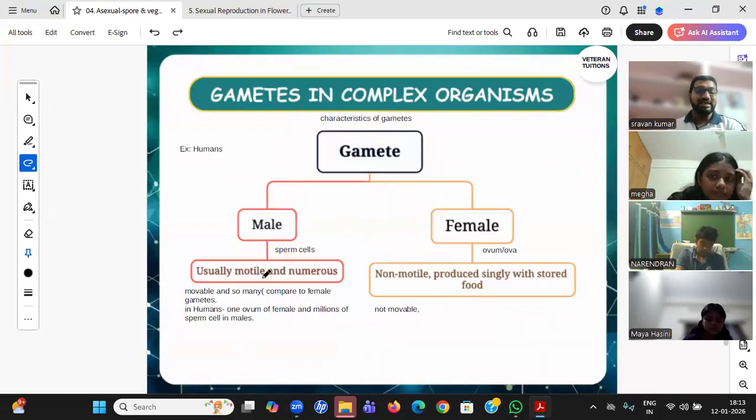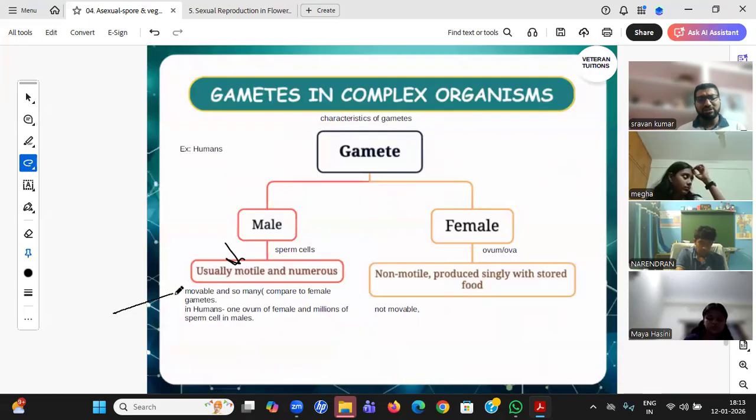Whenever you're asked the characteristics of gametes, you need to specify that male gametes are usually motile. By the word motile, you mean they are very much movable; they move a lot. And they are numerous in counting, something like 1 million, 3 million. That is the ratio we have. So in males, the characteristics of a sperm cell are that they are movable and numerous. There are so many.